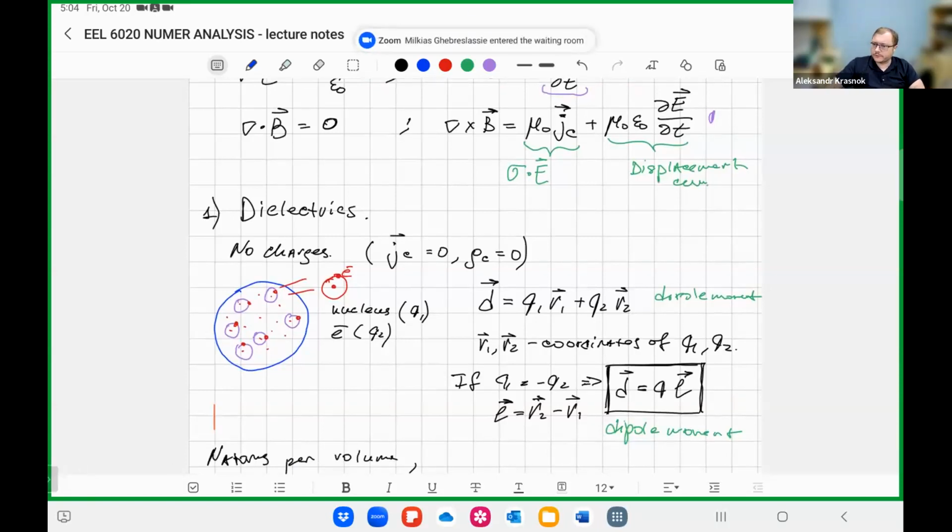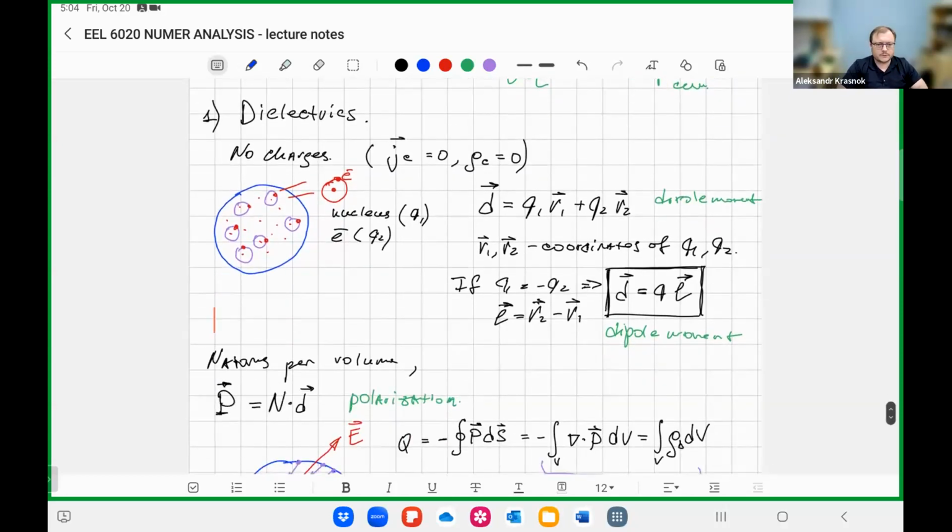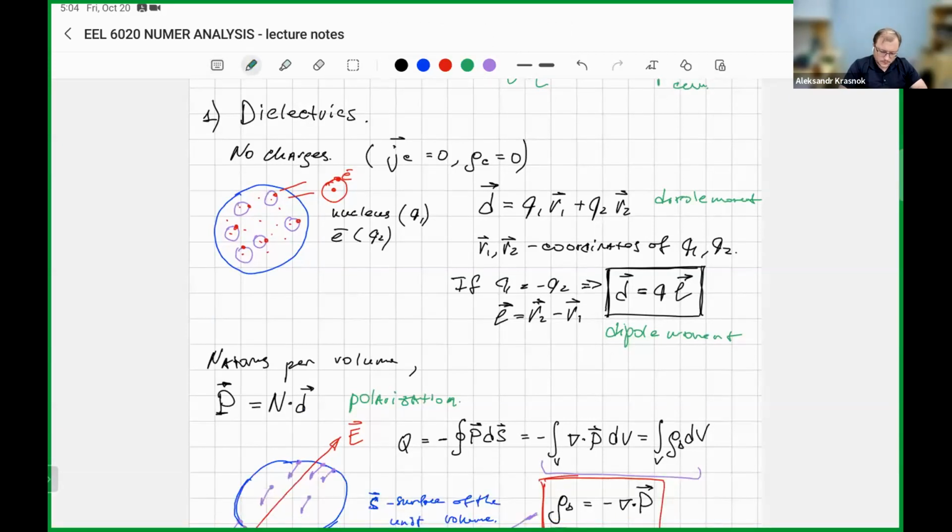Perfect dielectrics have no free charges, so no conduction currents, and only polarization currents and displacement currents are possible. The way we describe these materials, we introduce the concept of polarization. And the concept of polarization is introduced through the quantity known as the dipole moment.